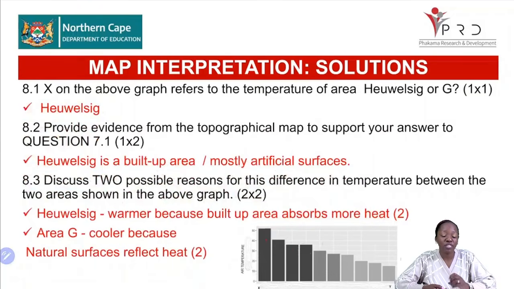Then we're looking at your area G. Under your area G, you can realize that there is no built-up area. And there are also trees around area G. So therefore, it is cooler because of the natural surfaces. Hence, I'm saying there are trees that are surrounding that area. Those trees are natural surfaces which reflect the heat. So therefore, it will make the area cool.